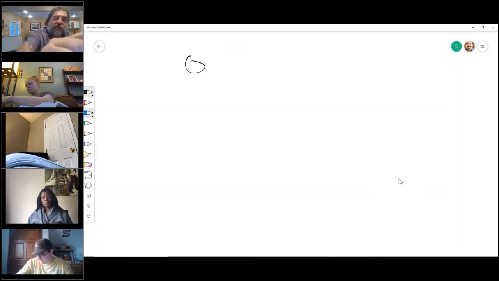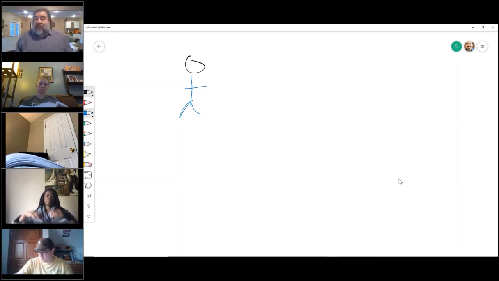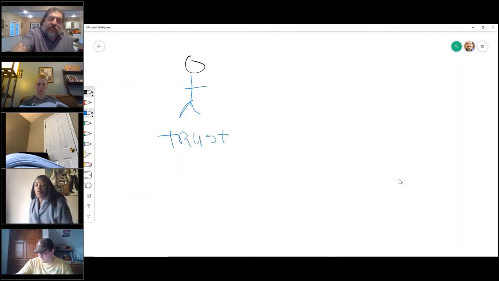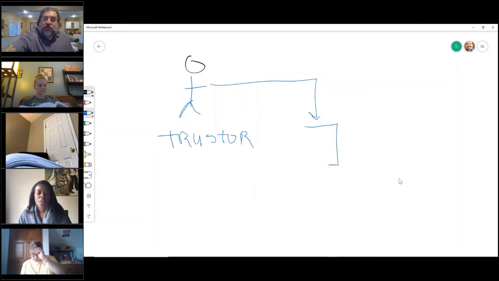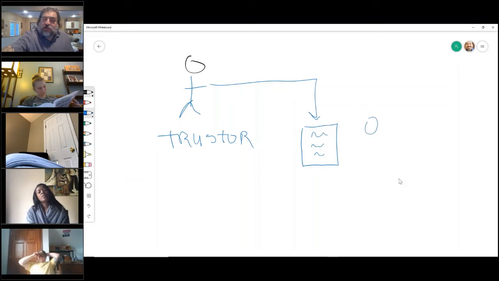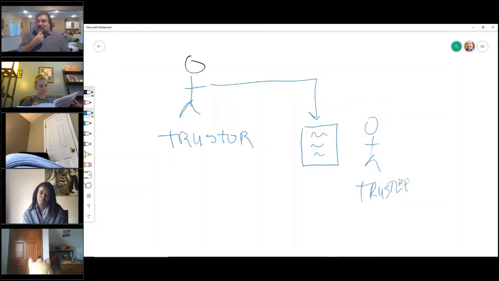Well, when a person does this, they are the ones doing the action. They become the trustor. And then they would deed the property into this artificial person called a trust, which is run by the trustee. This should be review for you. So the trust owns the property.